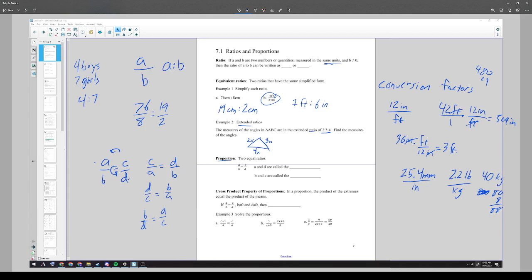So here they define some terms you probably haven't seen before, I don't think. So A and D are the outside ones in this thing, and they are called the extremes because they're the first and the last number. So they're at the extreme end of the proportion. And B and C in the middle are called the means. So they call this means and extremes.